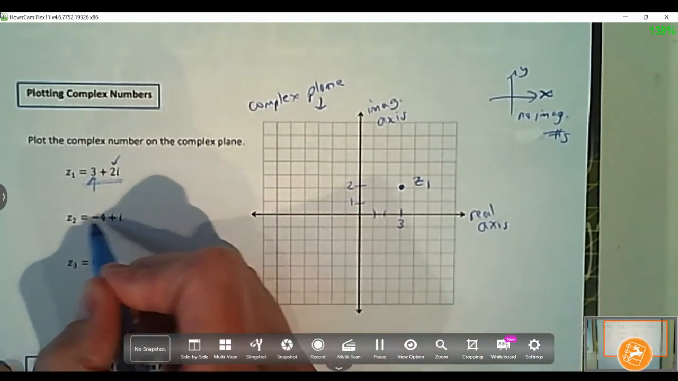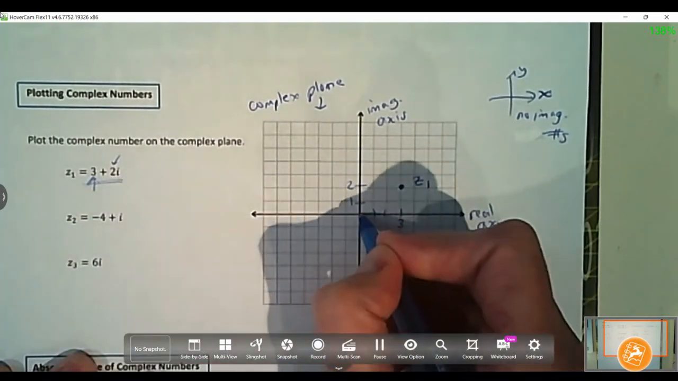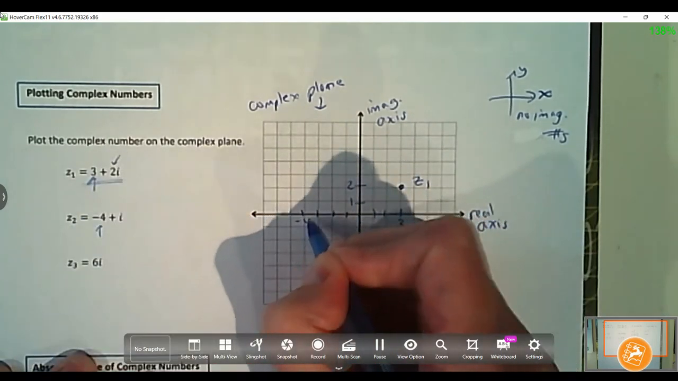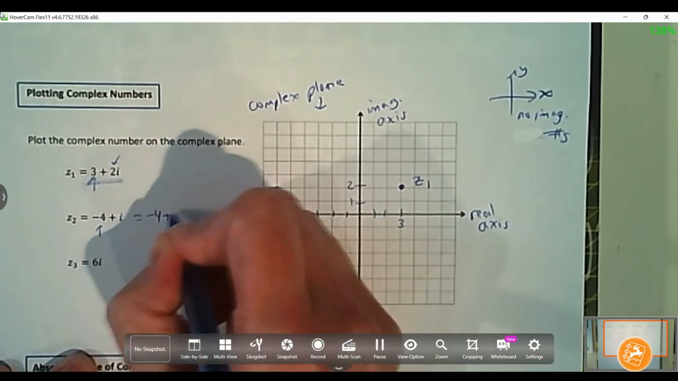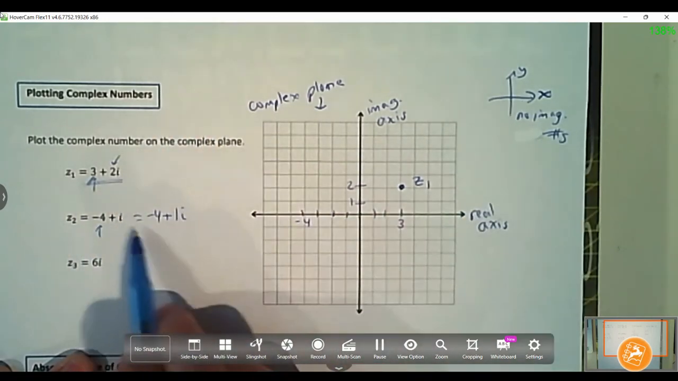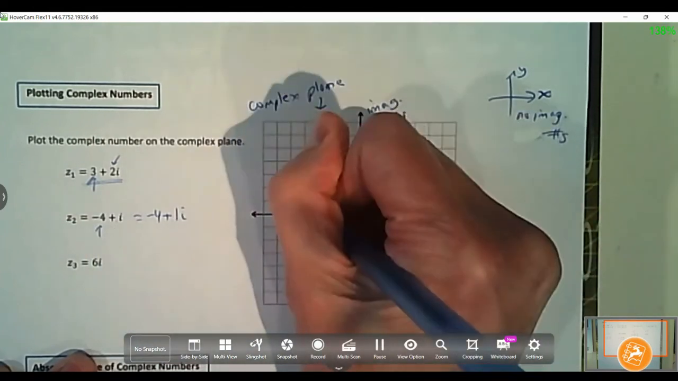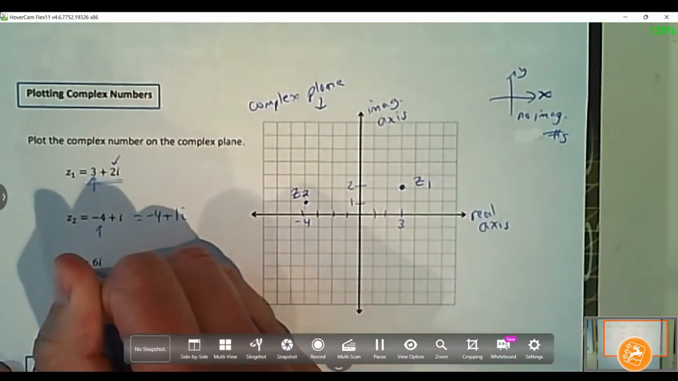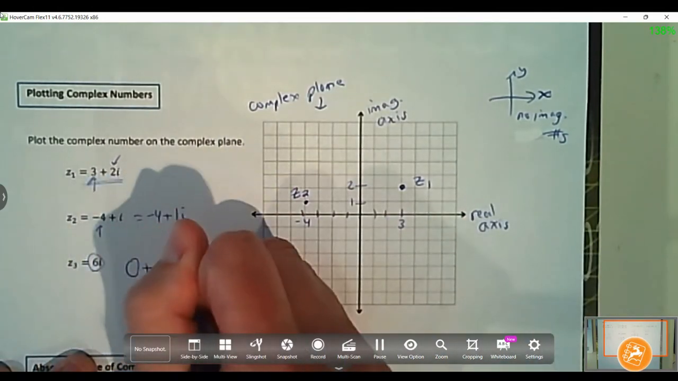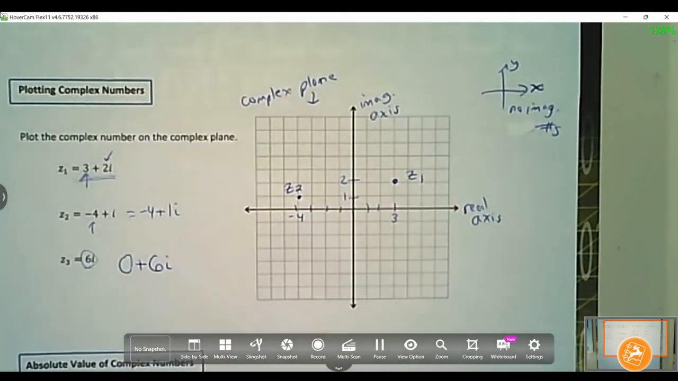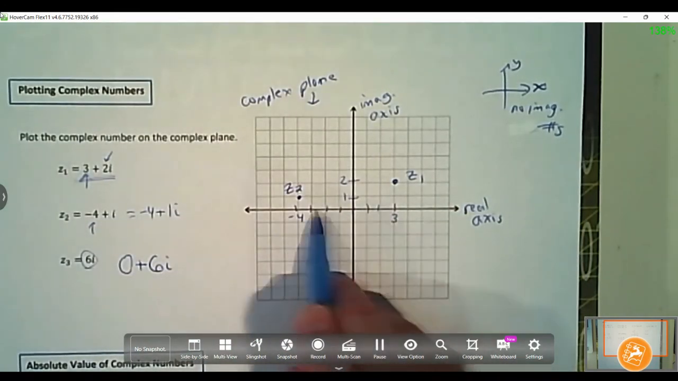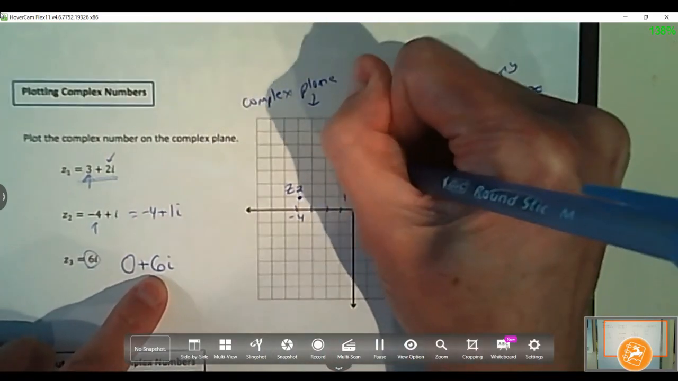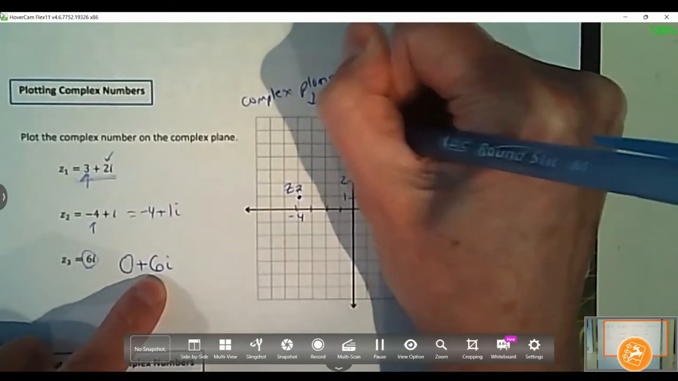Now for z sub 2, we have -4 plus i. So we start at the origin. For the real number, we're going to go 4 units to the left on the real axis. And then the coefficient of i is 1. So this says go left 4 and then up 1. And that's the location of z sub 2. And my last one here is z sub 3. I have 6i. We know that pure imaginary number can be written as 0 plus 6i. So we're not going to go at all left or right on the real axis from the origin. We're going to stay right where we are and just go up 6 units. 3, 4, 5, 6. And that's the location for z sub 3.